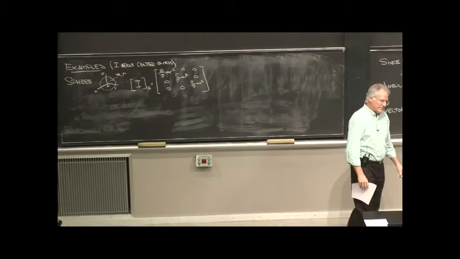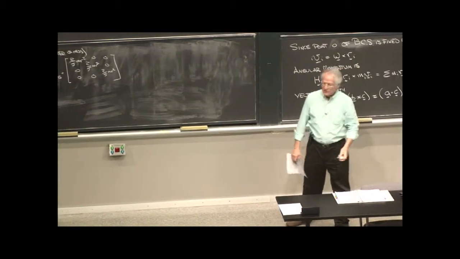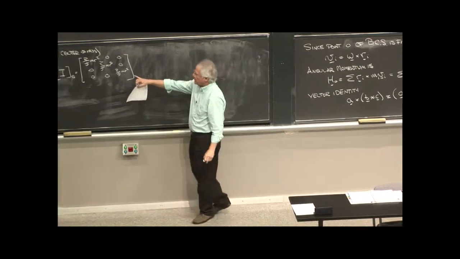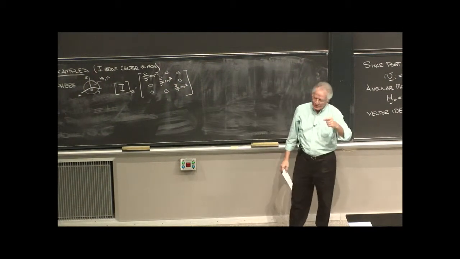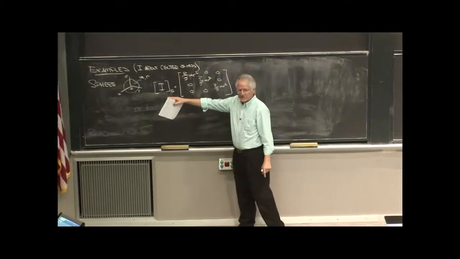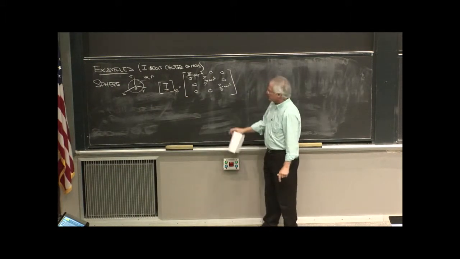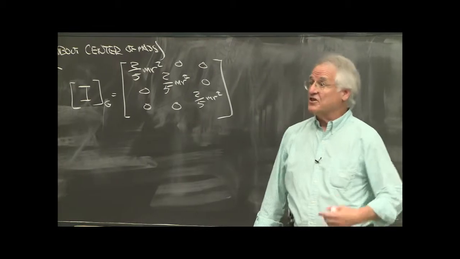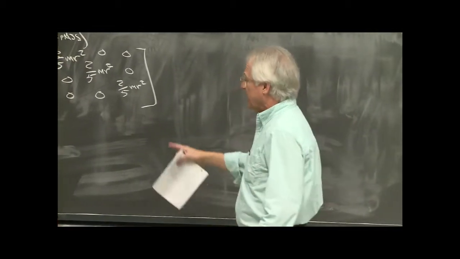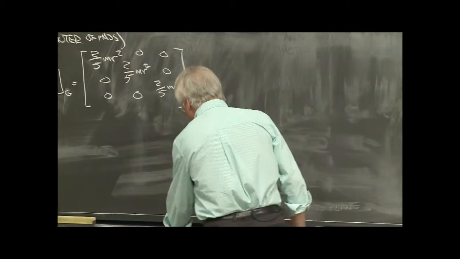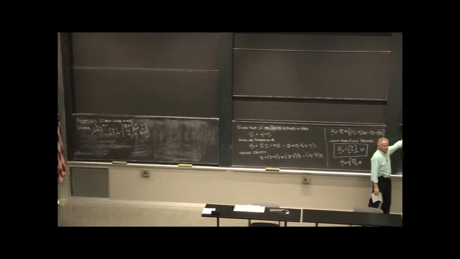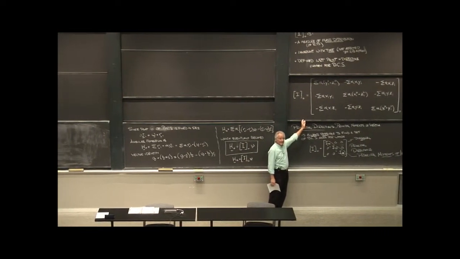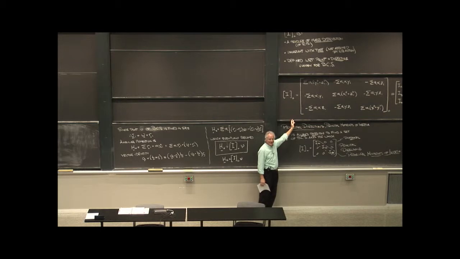It is diagonal. There are non-zero terms only on the diagonal, and they're the same. Doesn't matter whether you spin this thing about the little x-axis, the little y-axis, or the little z-axis, the object looks the same. Its moment of inertia about that axis is 2/5 mr squared.